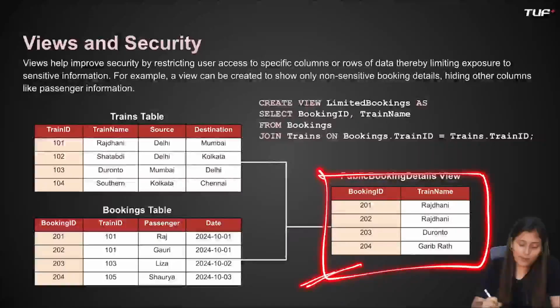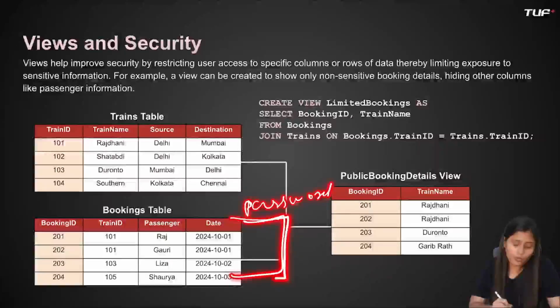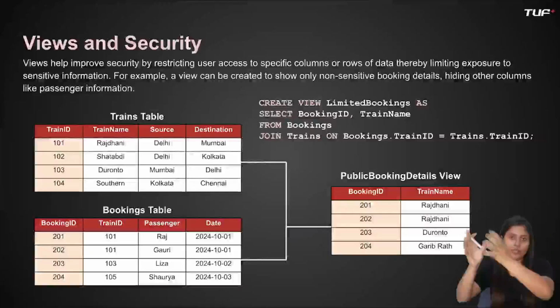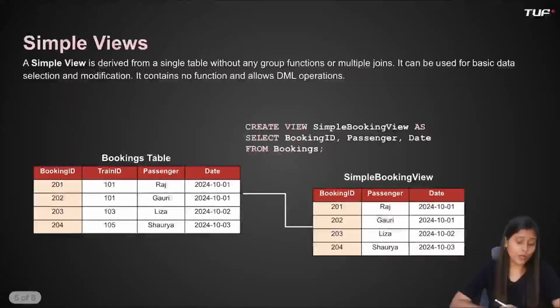So that is about security. Let's suppose we have a password column here. A view provides the functionality so that non-sensitive information can be shown without the sensitive information being leaked out. So this is about views and security. Now let's move on to simple views. So simple views, what does it mean?